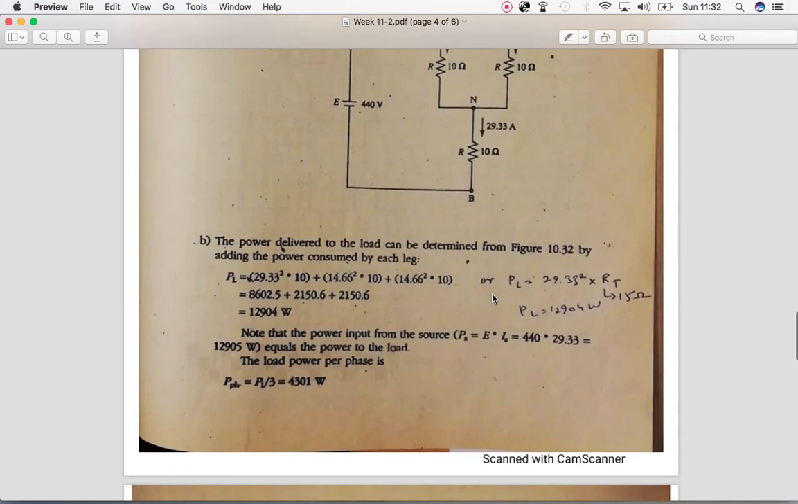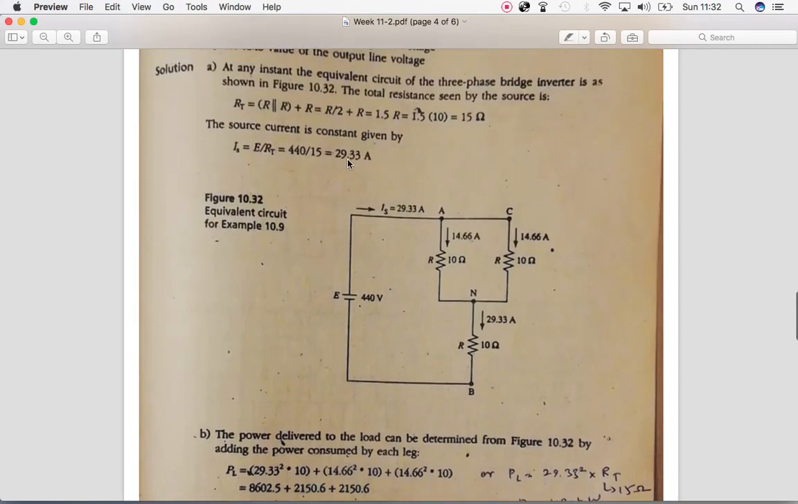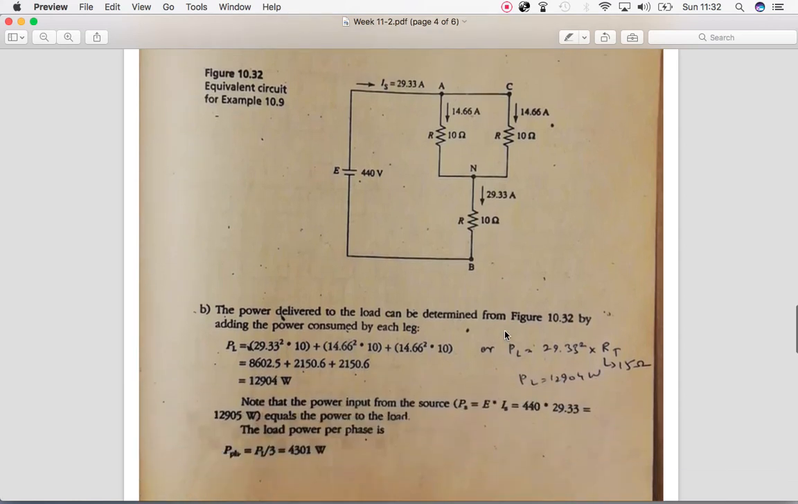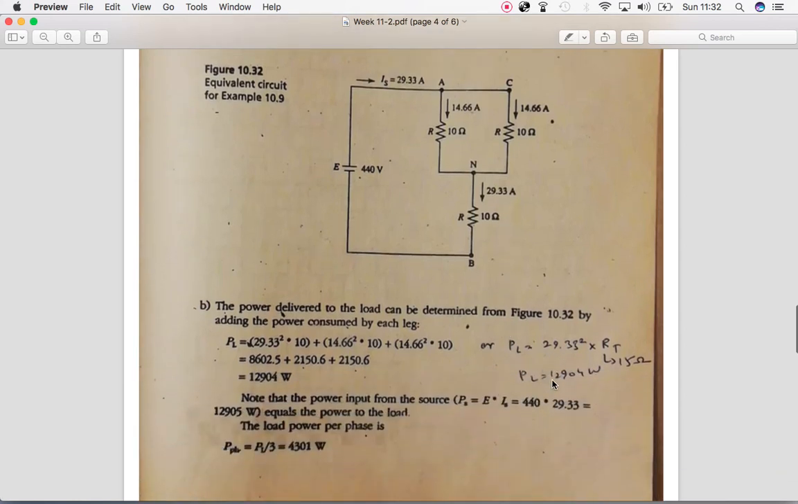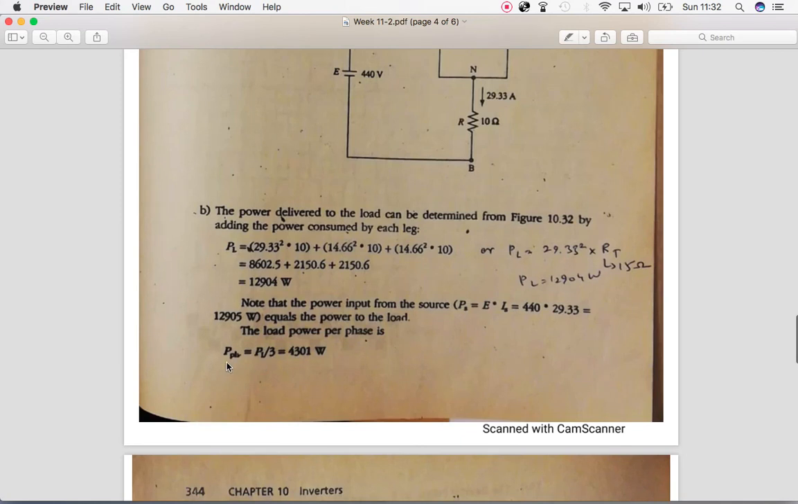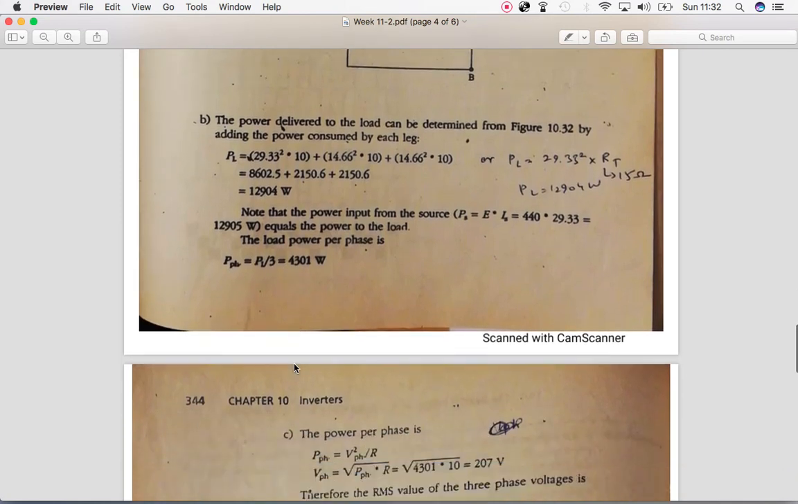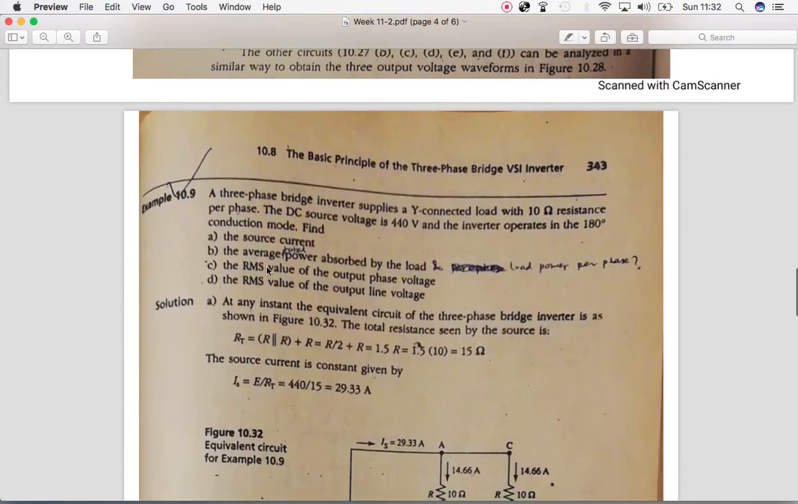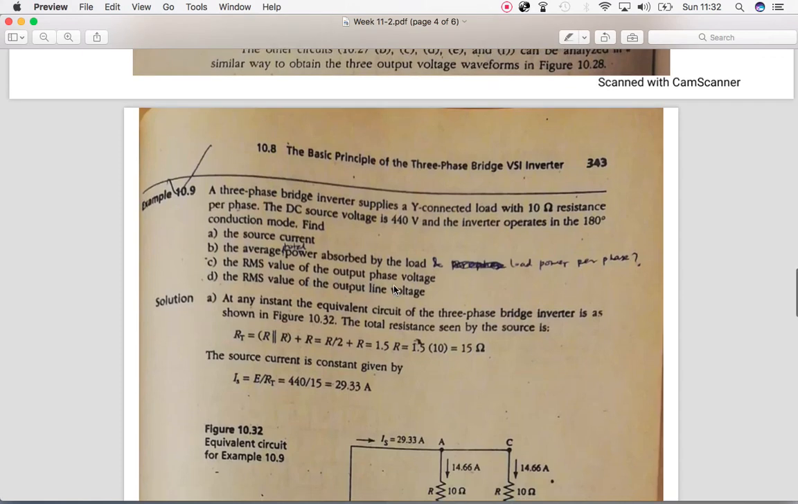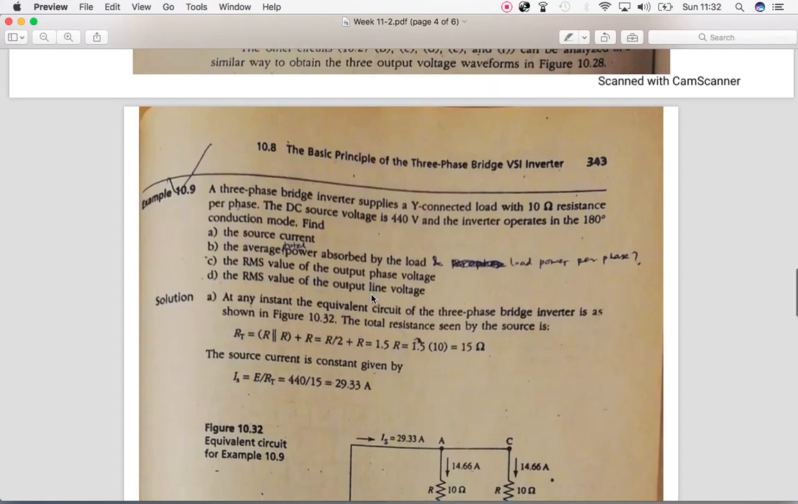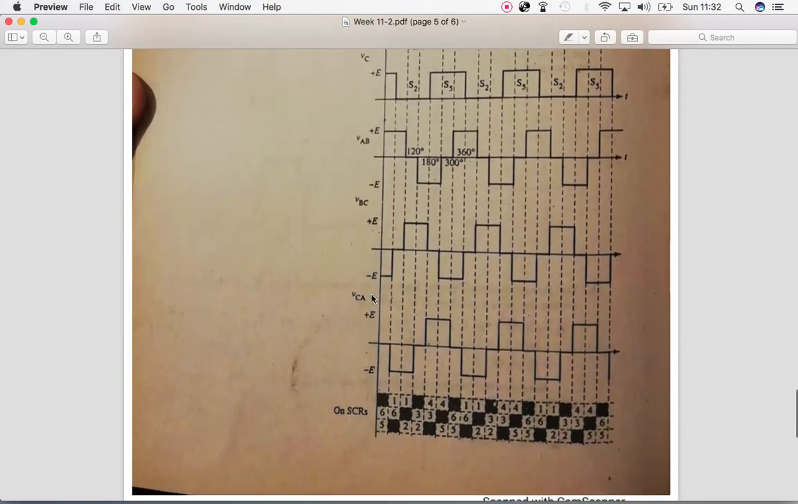For that you have to multiply the equivalent resistance with the square of this source current, and you are able to calculate the load power, and the power in each phase can be calculated by this formula. By dividing this by 3, you are able to calculate the per phase power, and afterwards you are able to calculate the RMS value of the output phase voltage and the RMS value of the output line voltage. For that you have these formulas.